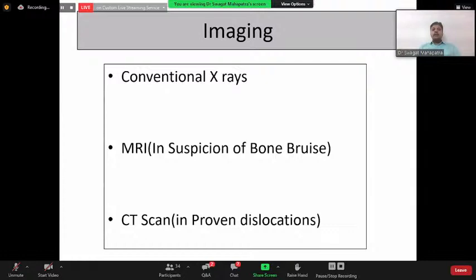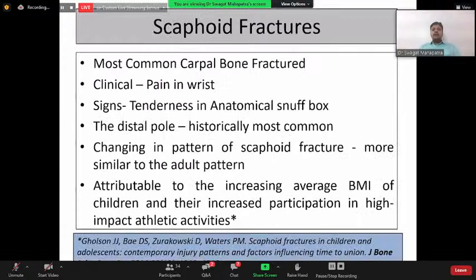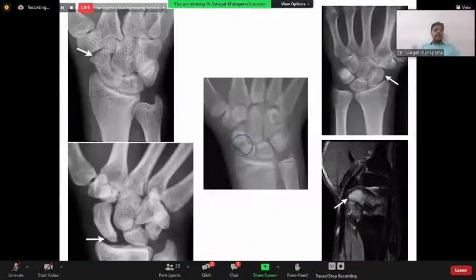In the wrist, on eliciting signs, there is tenderness in the anatomical snuff box. The distal pole was historically the most common site of scaphoid fractures. However, in recent times, there is a change in pattern of scaphoid fractures more towards the adult pattern. This has been attributed to the increasing average body mass index of children and their increased participation in high impact athletic activities. So these are a few X-rays.